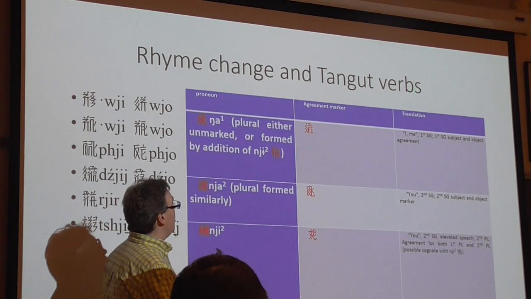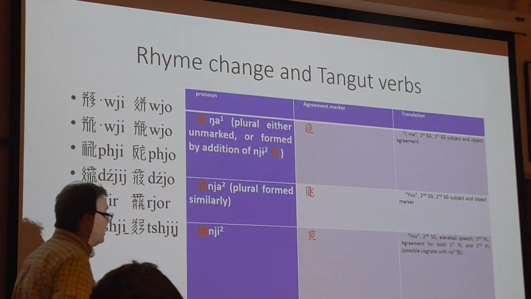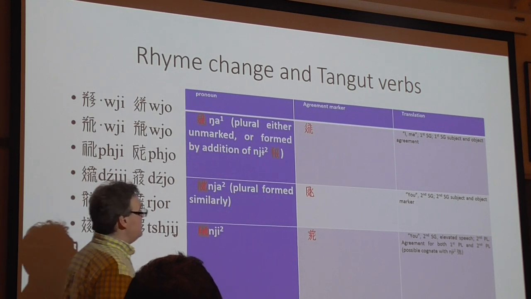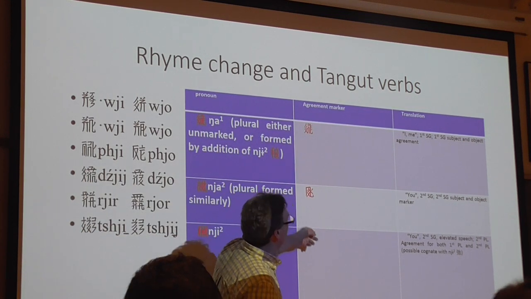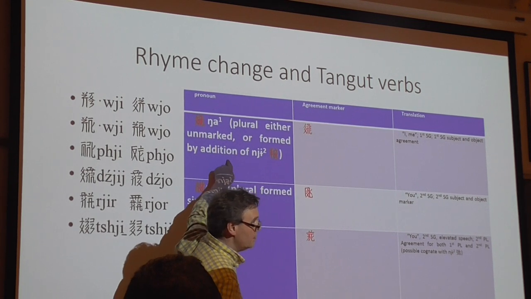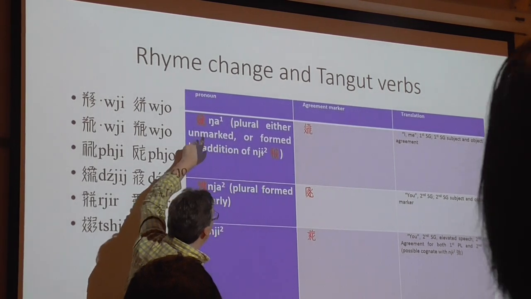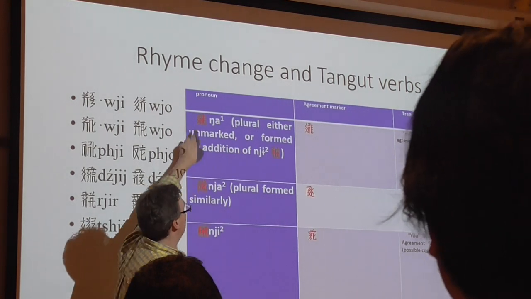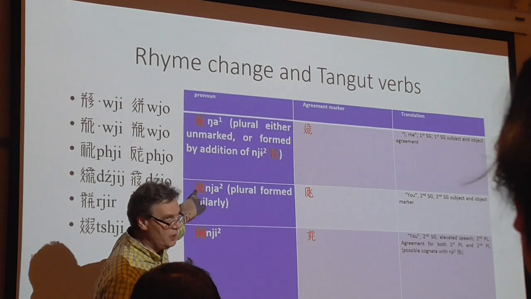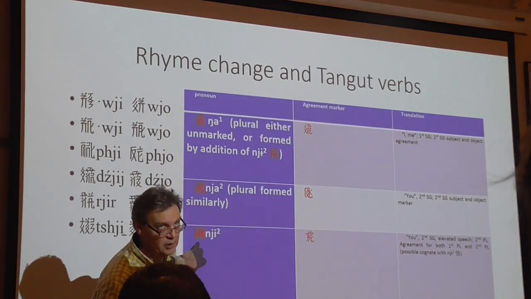Now, if we look onto the agreement markers, then we will discover another thing, yeah? Is that those markers of agreement are fully cognate, fully homonymous with the basic pronouns. First person singular, second person singular, and second person plural.